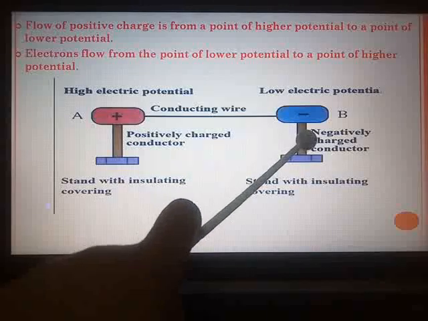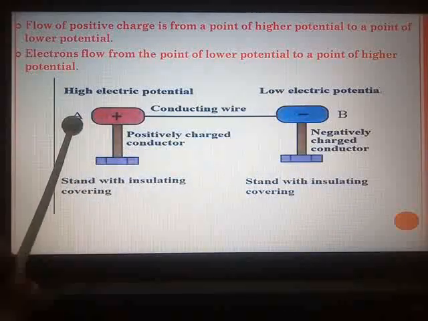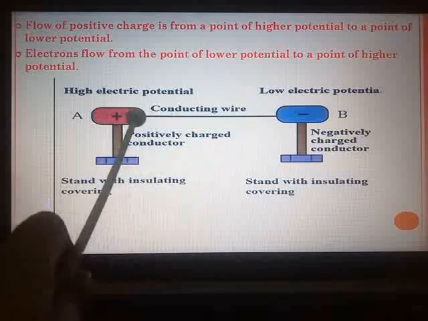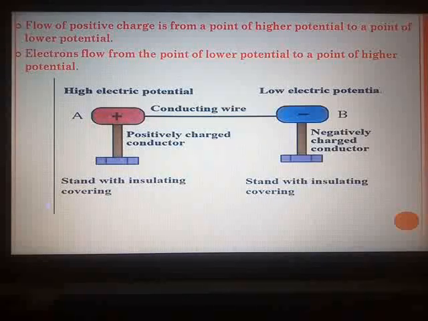So you will see that the electrons will flow from B to A through the conducting wire, and this flow will continue until both the conductors, that is A and B, have the same potential. Means what? Until their potential difference becomes zero, and only then will the flow of electrons stop. If you remember the previous small experiment about the two bottles, I had told you the flow of water will stop when the levels of water in both the plastic bottles are the same.